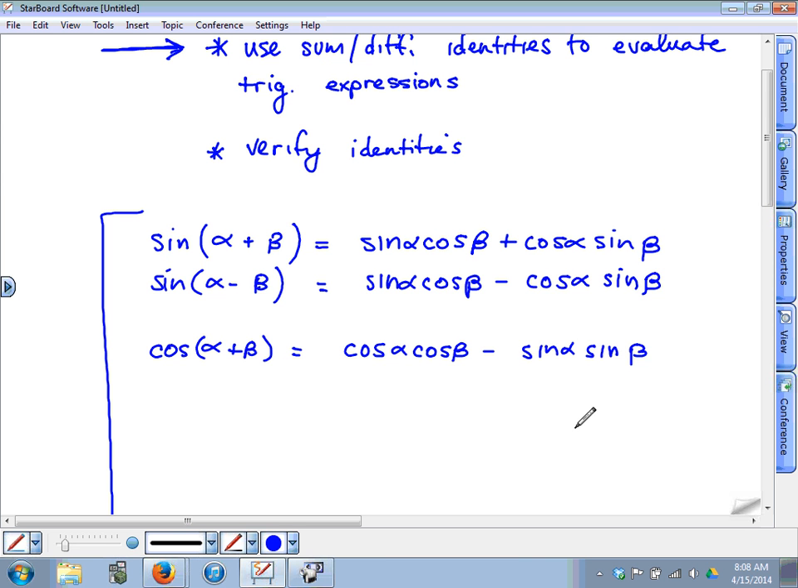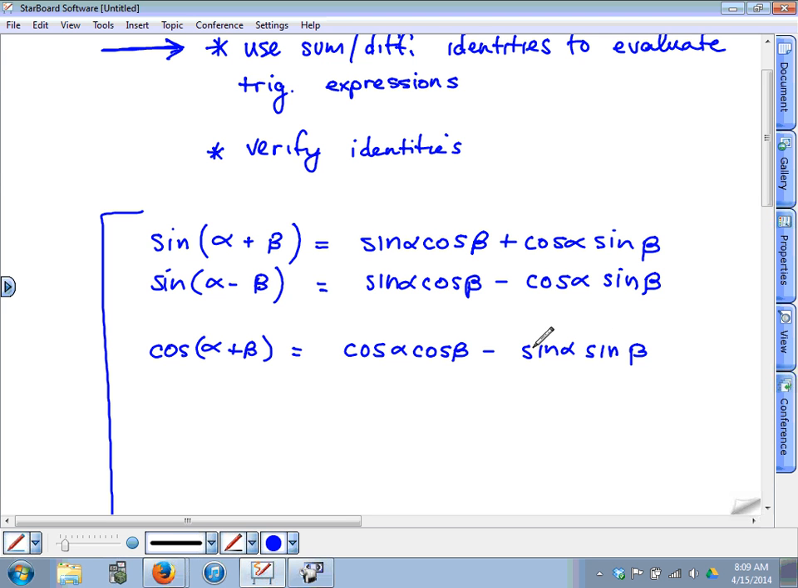Just grouping them together. So the pattern for cosine is cosine, cosine, and then sine, sine. And the other thing that's hard to remember for students is the sign switches. If you're doing the sum of two angles for cosine, then in the identity there's a minus. It's cosine, cosine minus sine, sine.